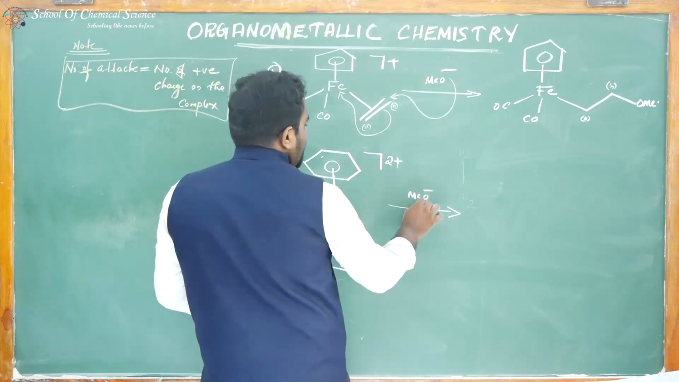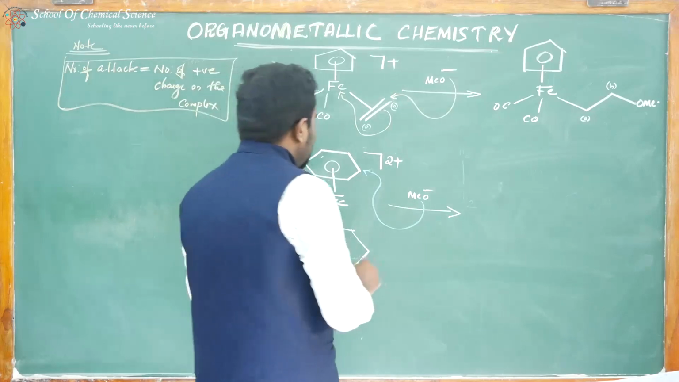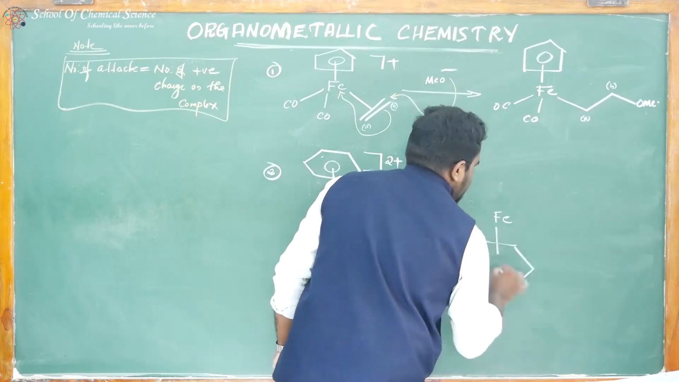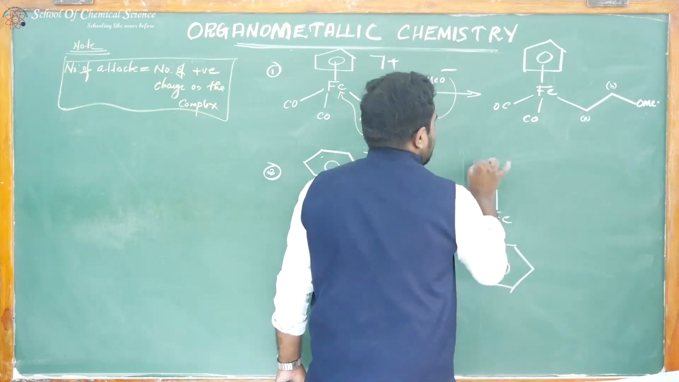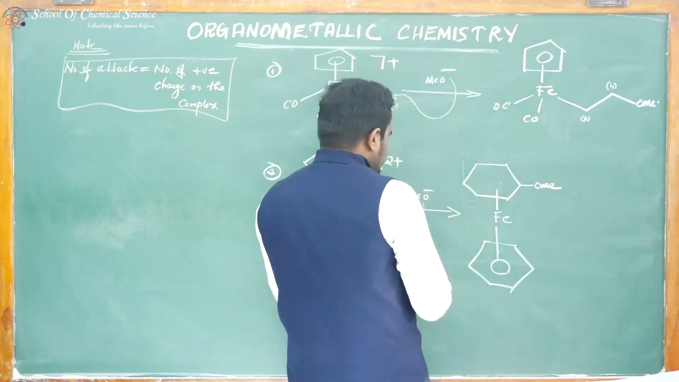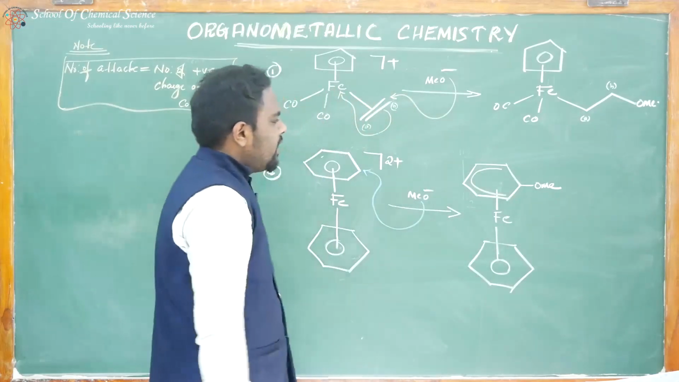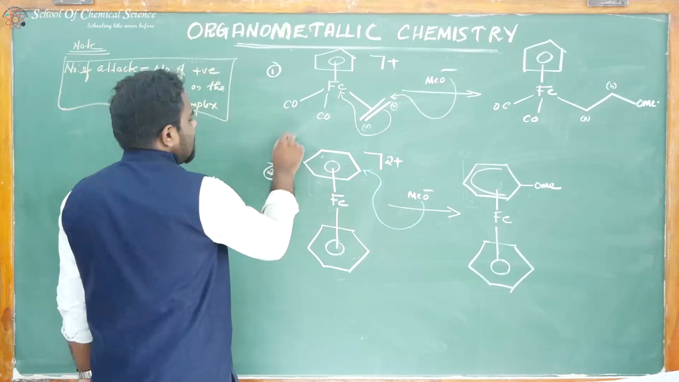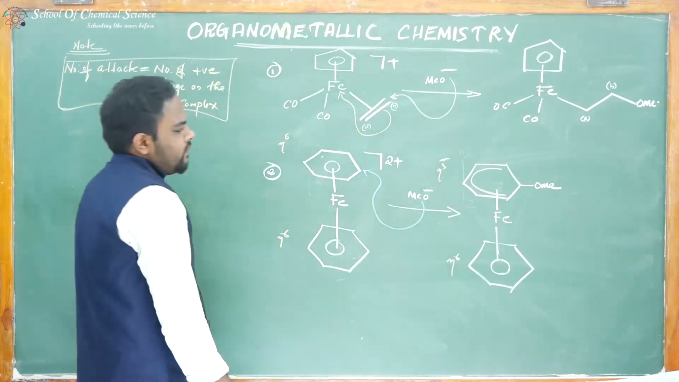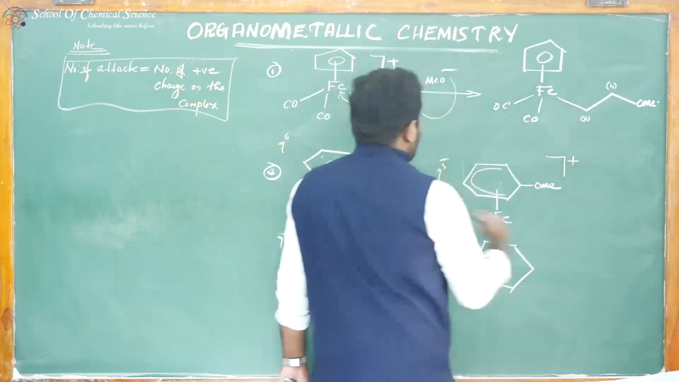In the first case, OMe minus will attack at one of the carbons. All are equivalent. Then you get Fe with this 6-membered ring as such. At one of the carbons an OMe is attacked. Then the pi electron density is delocalized over only 5 carbons, except this carbon. So this is eta 6, this is also eta 6, and this is eta 5. Then the charge goes from 2 plus to 1 plus.